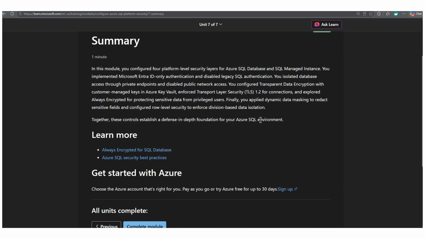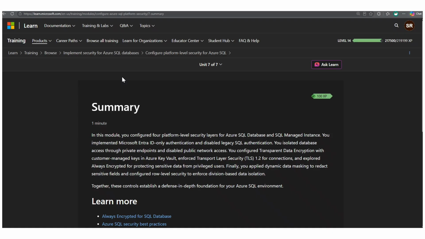And finally, you apply dynamic data masking. Well, we didn't actually do this, but it's something that you need to know about, and there's a lot of information there. This is to protect sensitive fields and configure row level security to enforce division based data isolation. So that's what we went through.